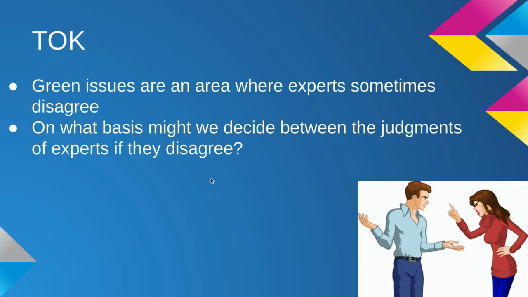Here's a TOK situation for you. Green issues are an area where experts sometimes disagree. On what basis might we decide between the judgments of experts if they do disagree? We've got a lot of really smart experts out there, and very often they can end up on 2 different sides of a discussion. How do you deal with that?